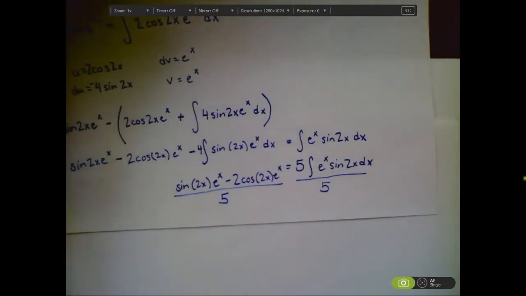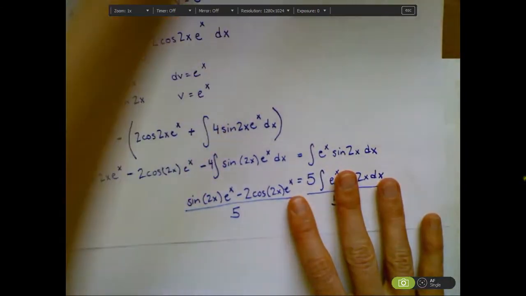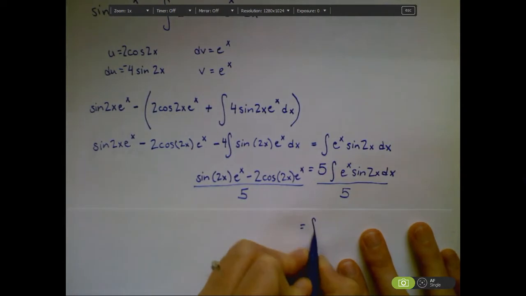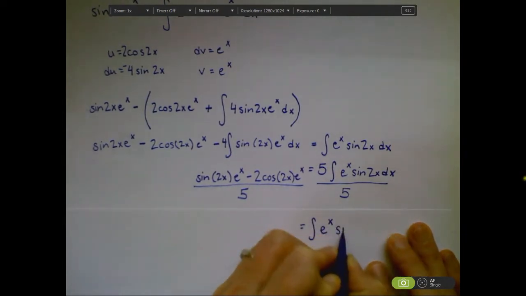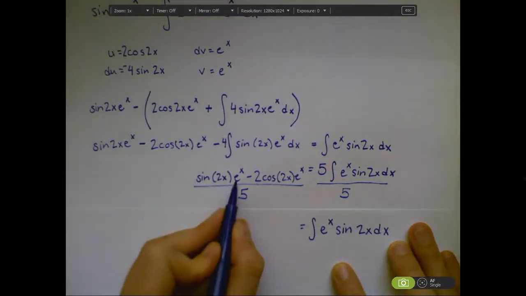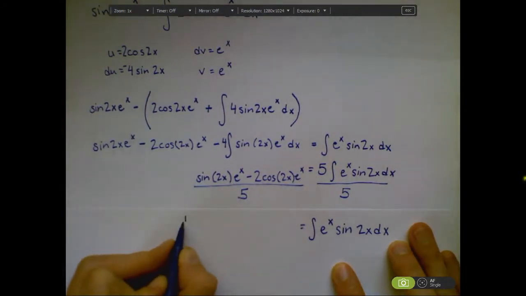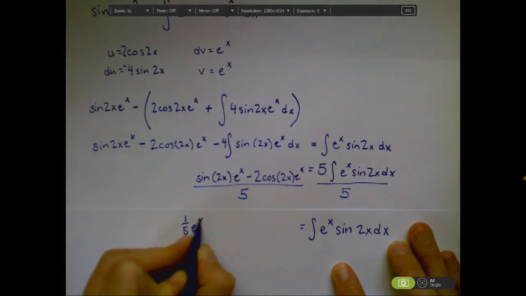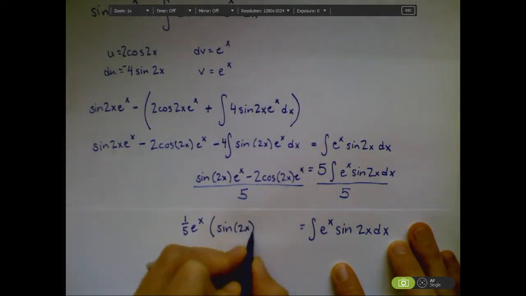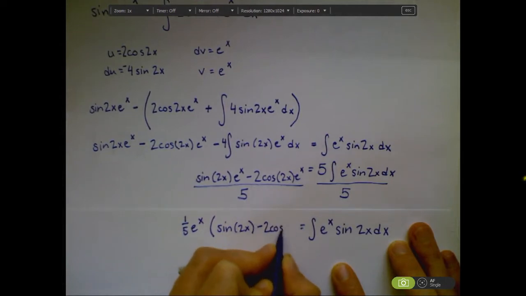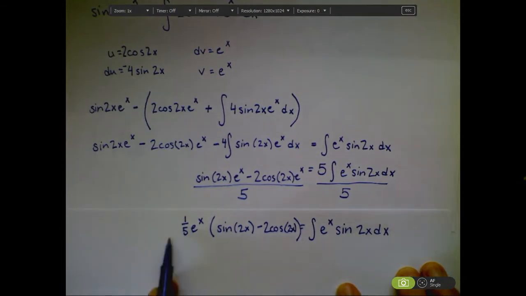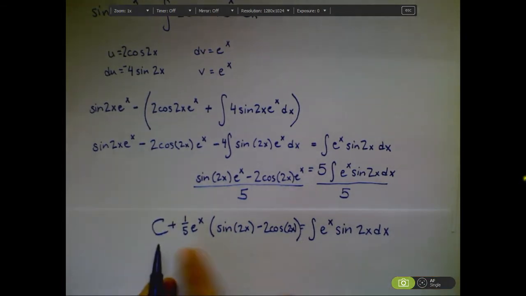Whoops. Get it from the sheet of paper. And we see that our final answer, our original integral, is equal to, I'm going to factor out an e to the x also. It's equal to 1/5 e to the x times sine of 2x minus 2 cosine 2x. And so this, oh, plus c. So this is our final value.